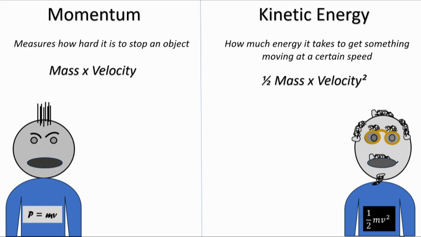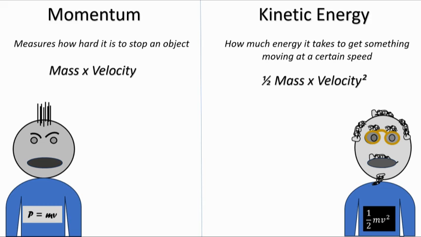So just to review, momentum measures how hard it is to stop an object. It is found by multiplying the mass and the velocity. The mass and the velocity are just as important. If you double one, you double the momentum.